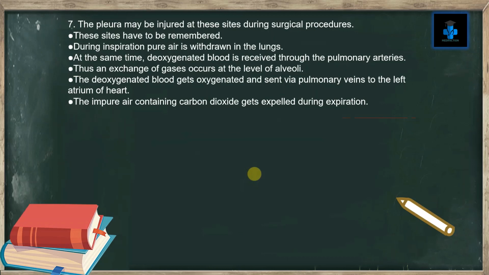During inspiration, pure air is withdrawn into the lungs. At the same time, deoxygenated blood is received through the pulmonary arteries. Thus, an exchange of gases occurs at the level of alveoli. The deoxygenated blood gets oxygenated and is sent via pulmonary veins to the left atrium of the heart. The impure air containing carbon dioxide gets expelled during expiration.